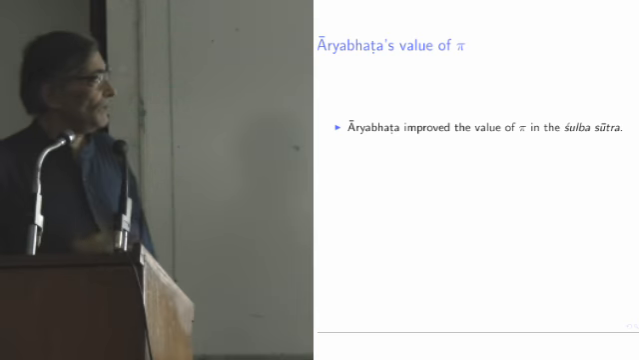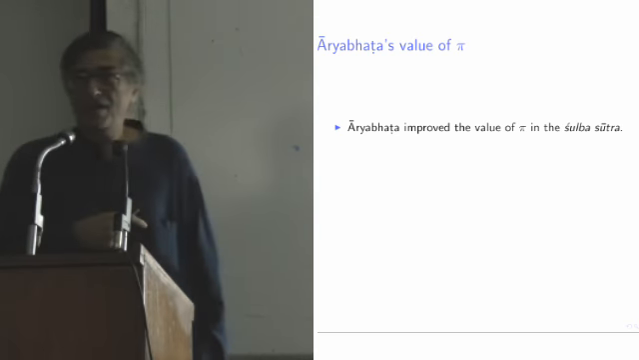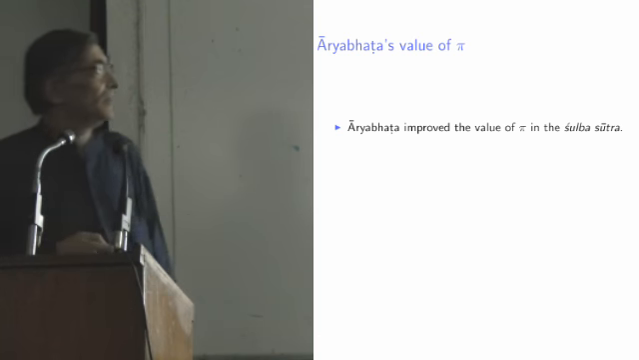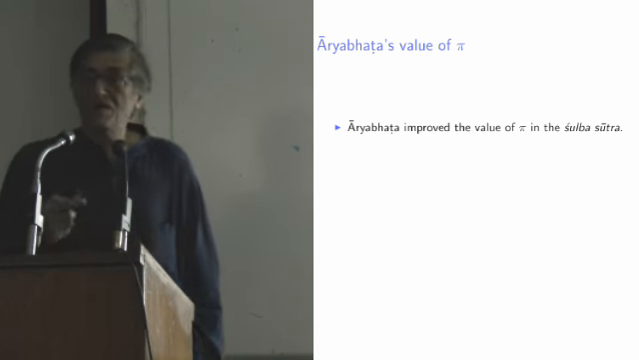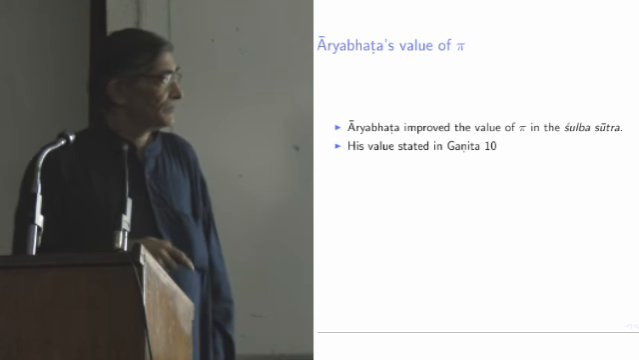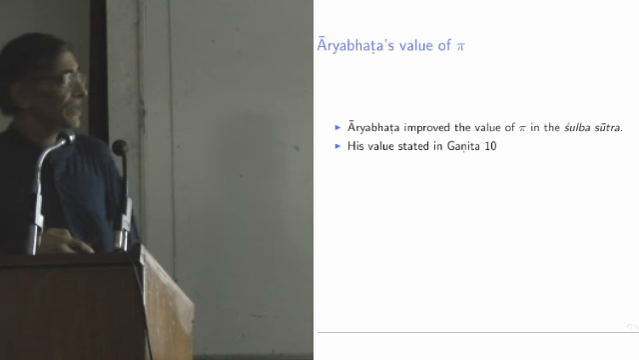So, this story is told in that 500-page book. I can't tell you the entire story, I'll try to go through it fast. The point is that Aryabhata improved the value of pi given in the Shulba Sutra. And its value is stated in this, Ganita 10.